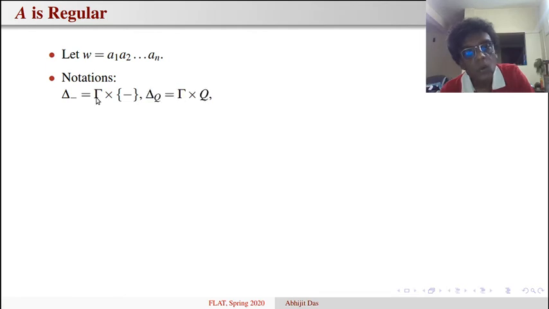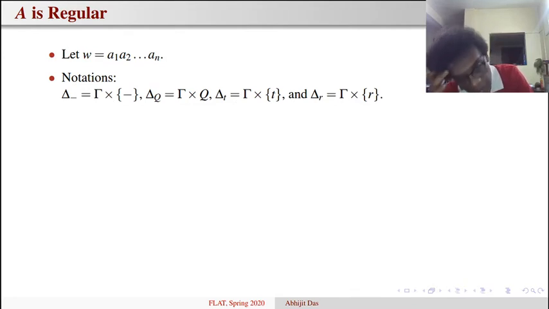Likewise, delta Q where we allow only the states to appear on the bottom track. And 2 states are definitely distinguished. One is the accept state. So if we have T on the bottom track, we call that delta T. And if we have R on the bottom track, we call that delta R. Okay. So these are subsets of delta, the input alphabet for L.